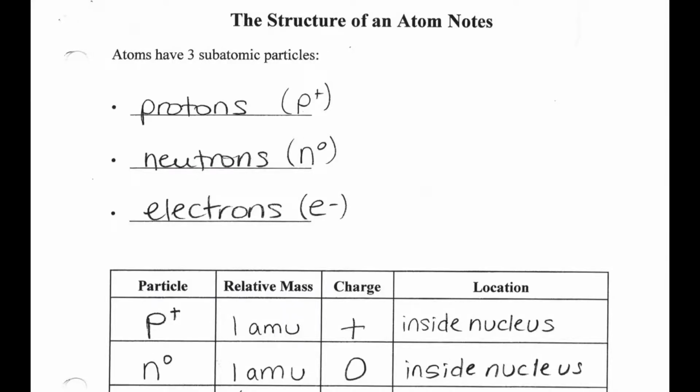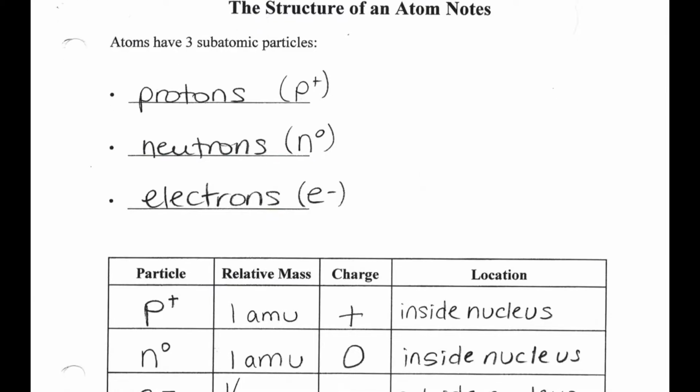Okay, the structure of an atom notes. Atoms have three subatomic particles: protons, neutrons, and electrons. Now, protons we write with a little p with a little plus sign above it. Neutrons we write with an n with a 0 above it. And electrons with a little minus above it.